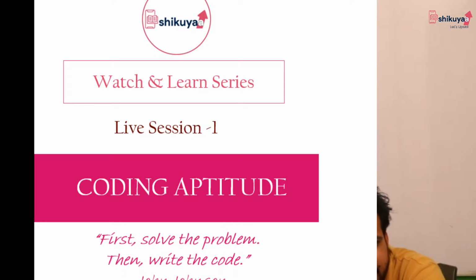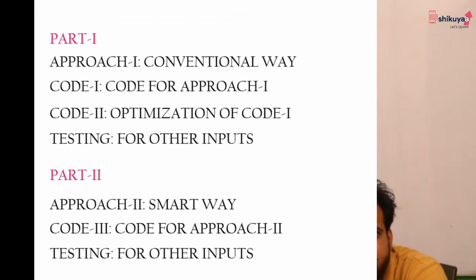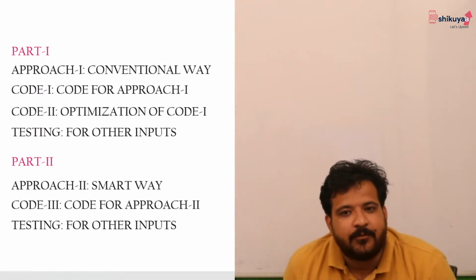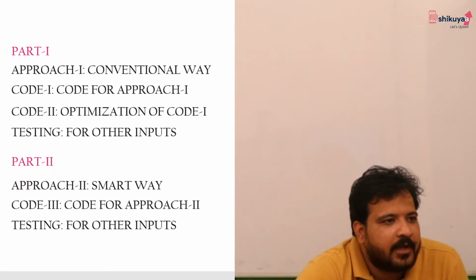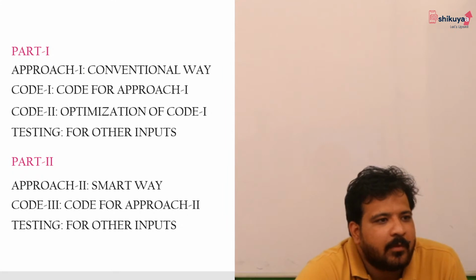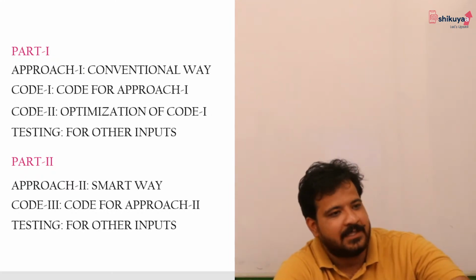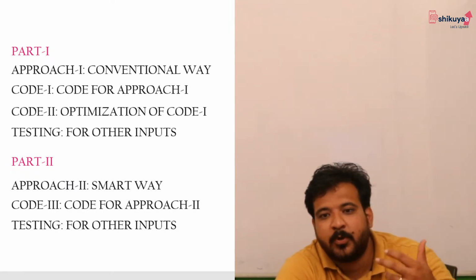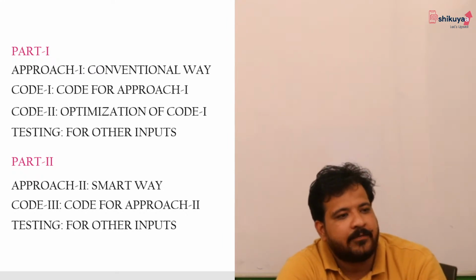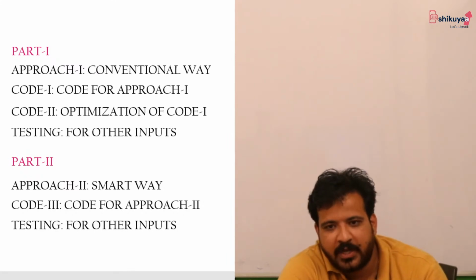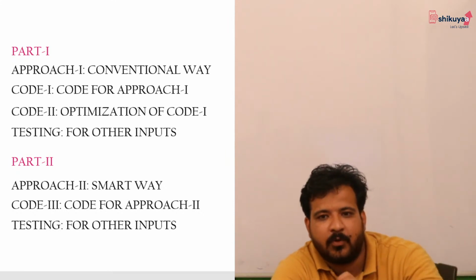I'm going to do the same thing. In part one of my session, I'm going to share a problem with you, and I'm going to solve that problem by using a conventional approach, the conventional way. That is why, as you can see on the screen, I have clearly written approach one, conventional way. After that, I'm going to explain the code for the conventional approach. Then I would be going with the generalization of this code so that you can use it in other problems like this. Then code 2, the optimization of the earlier code. And finally I would help you test other inputs, so that we can select a random series, put it into our code and test it.